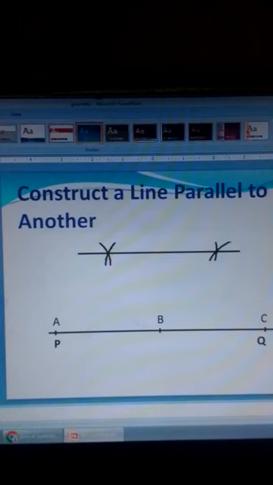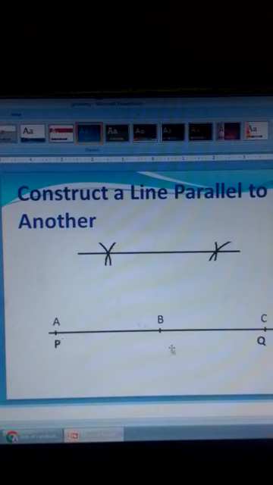This video is about mathematics activities for grade 6 pupils. The lesson in the video is about geometry. The first thing to learn about is how to draw a line parallel to another line. We have line PQ and we want to construct a line that is parallel to PQ.